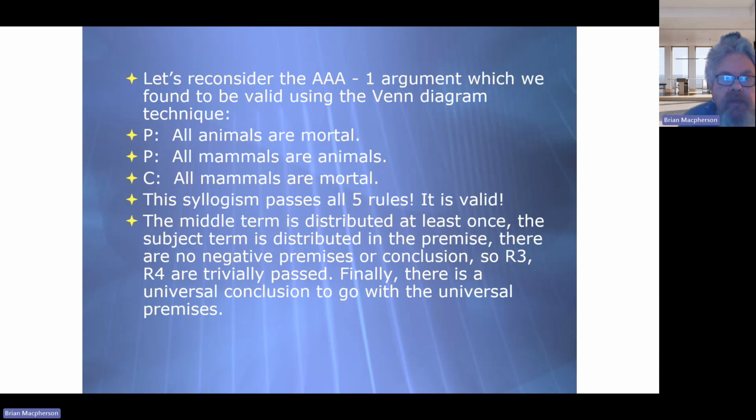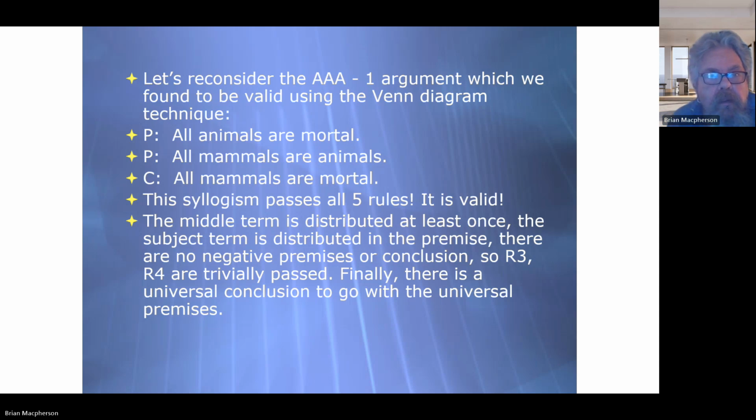So let's go back to AAA-1. Remember we did the Venn diagram for that? It turned out that by diagramming in premises 1 and 2, I got the conclusion. But it also passes all 5 rules. It is valid. Let me convince you of that. First of all, the middle term, animals, is distributed in the first premise. So it passes rule 1.